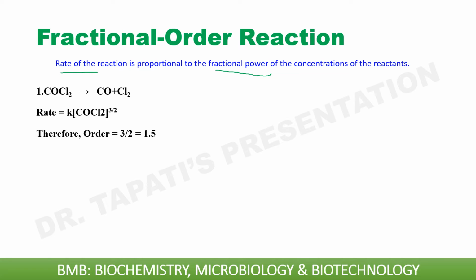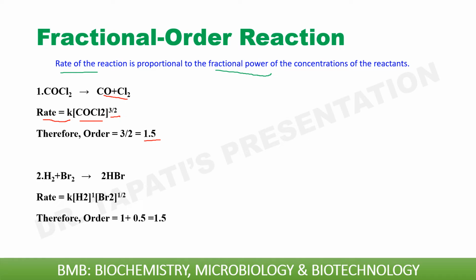Examples: COCl2. COCl2 is the substrate and products are CO plus Cl2. In that case, rate is equal to K into COCl2 to the power of 3 by 2. Therefore the order of the reaction is 3 by 2, that is equal to 1.5. So in that case, order of the reaction is 1.5, that is fractional.